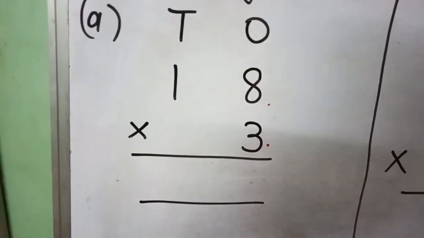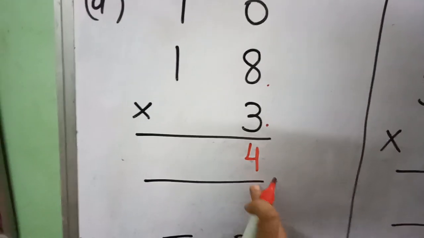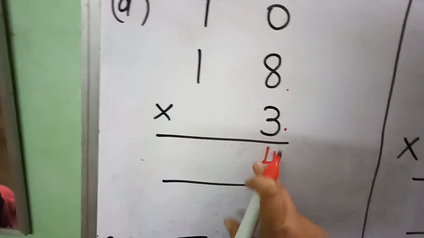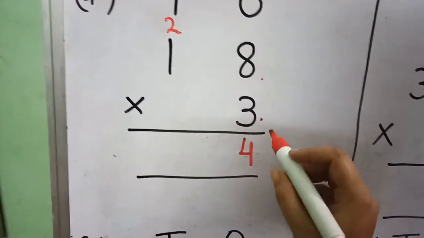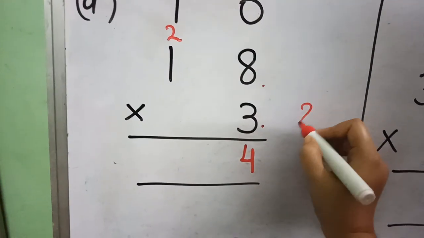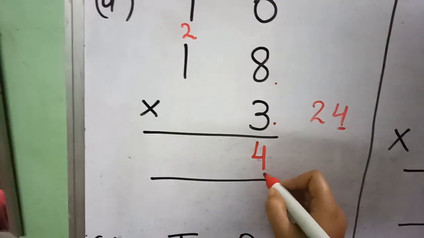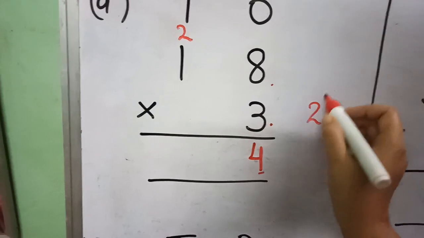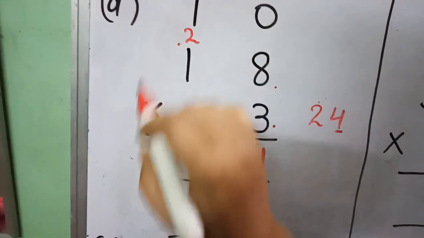3 8s are 24. So we will write 4 here and 2 here. I'm going to repeat it. 3 8s are 24. The last digit, the ones, we will take here and the tens will go there, right? 2 will go as carry.